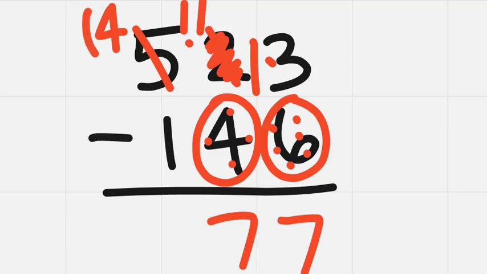Finally, we'll circle the 4, touch and count. 4, 3. Our answer is 377. Be sure to check your work.